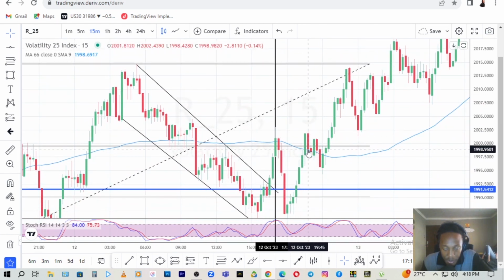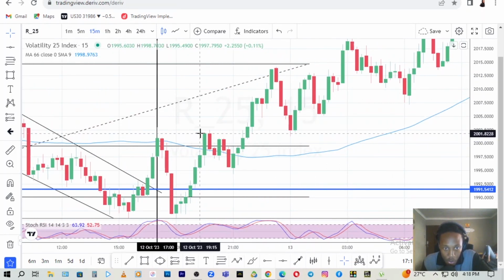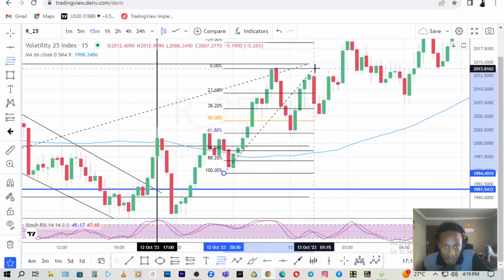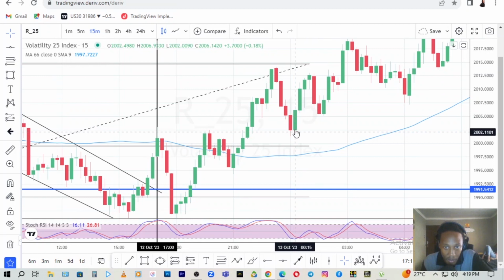we got our first entry here. We got into the market when we were in profit. Then the market retraced to our 62% area. Let me just be precise with it. Our 61.8% area on our fib, right? It retraced this area over here, and we're still over the moving average.